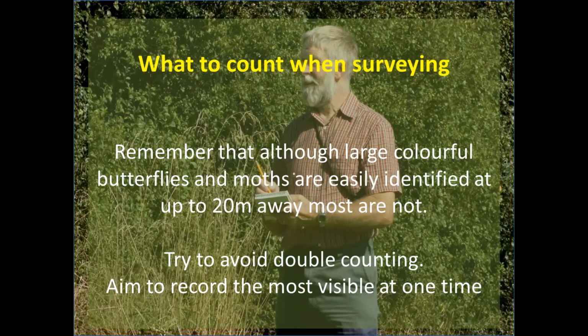Now, with holly blues, you might be able to tell the males from the females, in which case you could say, well, I know the first one that came in was a male and the second one was a female. So there were at least two. That's absolutely fine. But try not to count every single butterfly that you see, because quite often butterflies will fly past you in one direction and then turn around and come back the other way, which could give the impression that there are twice as many as there actually are.